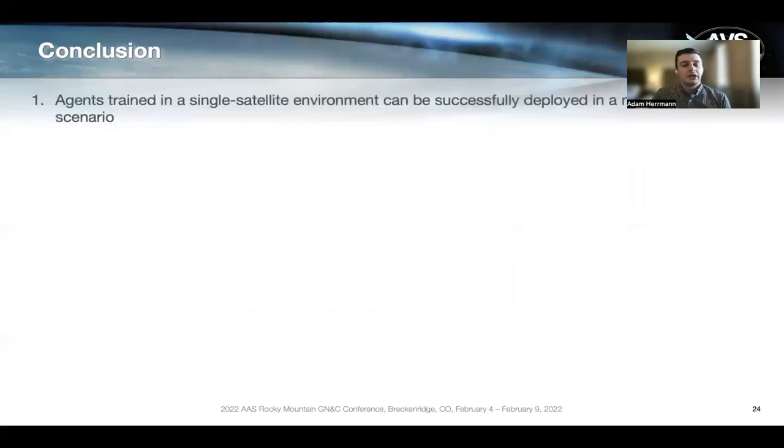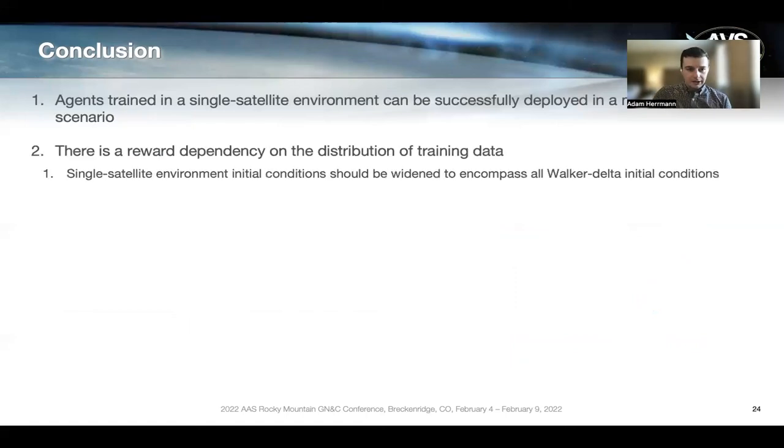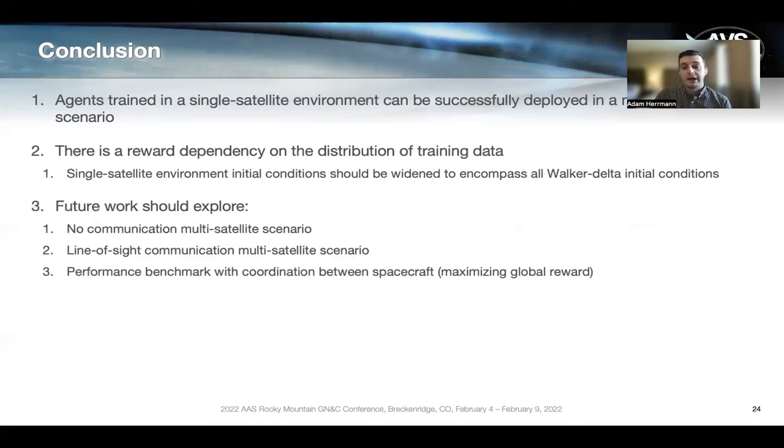In conclusion, we've shown here that agents can be trained in a single satellite environment and successfully deployed in a multi-agent scenario. As I showed on the last slide, there's a reward dependency on the distribution of training data. For future work, we're going to explore cases where there's no communication between spacecraft, and line of sight communication only between spacecraft. We're also going to benchmark performance where you have coordination between spacecraft. By coordination, I mean they're trying to maximize global reward.